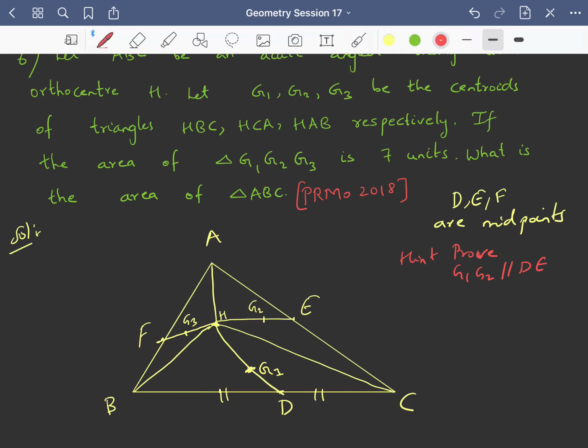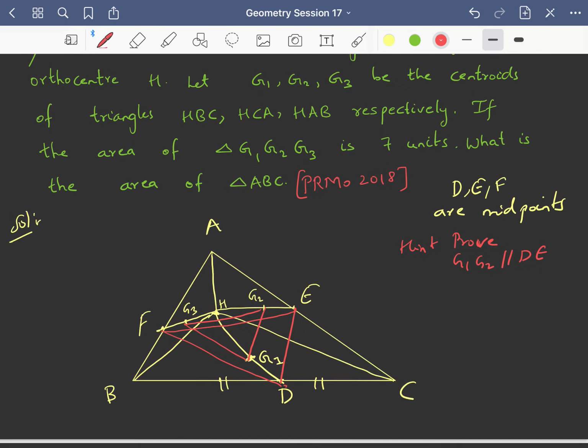Okay, I am just joining all these. I am joining G2, G3, I am joining G1, G3, and also FE. So I have joined all these: G1G2, G2G3, G1G3, FE, DE and DF. So first hint, prove that G1G2 is parallel to DE. Pause the video and try to prove this. It is pretty simple.